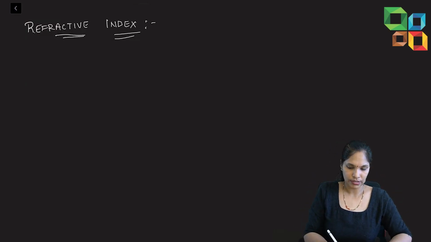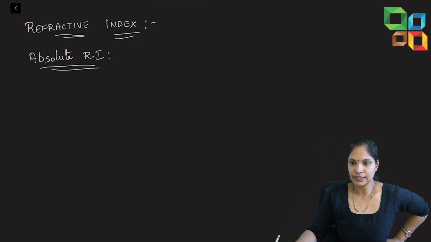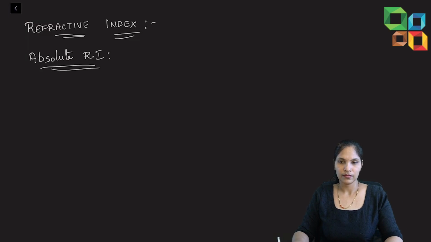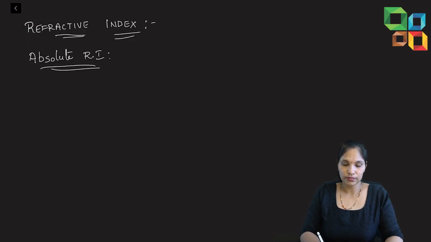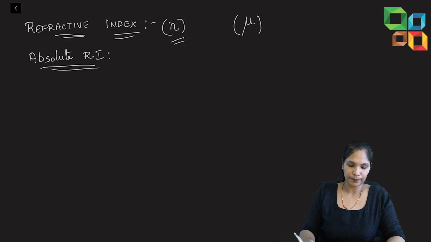So let's talk about it. Absolute refractive index. Okay. So in general, refractive index is represented by the symbol n, small letter n. Some books also use a symbol mu. Okay, I'll be using this symbol n for refractive index. Absolute refractive index also is the same symbol n.